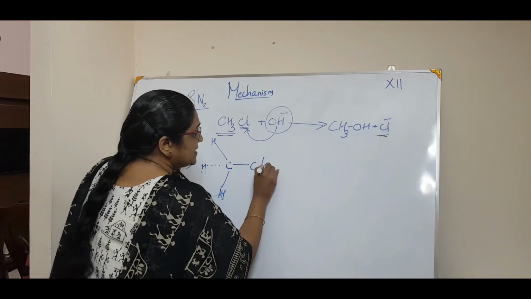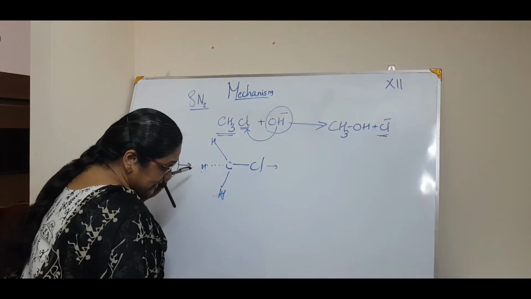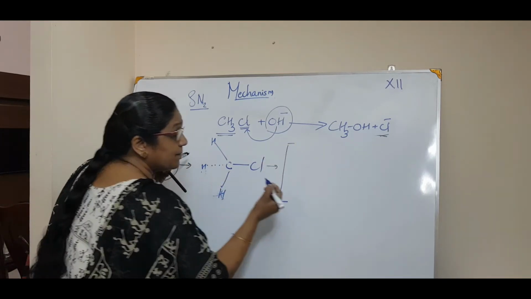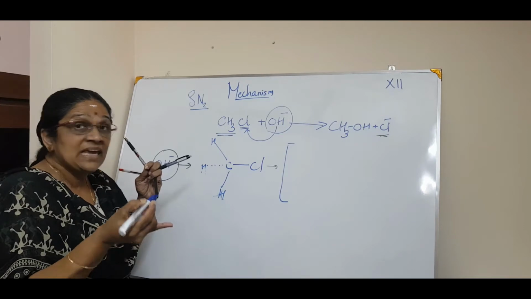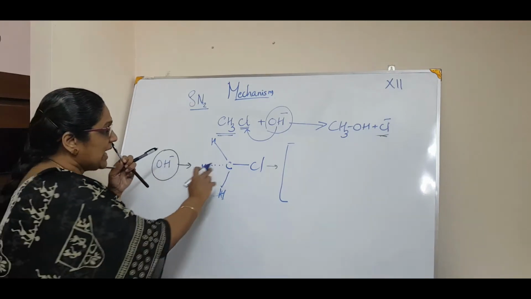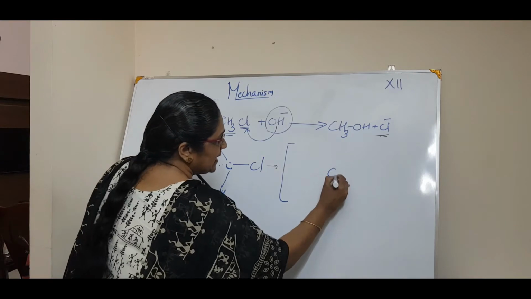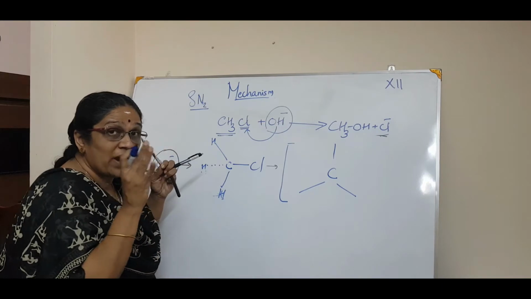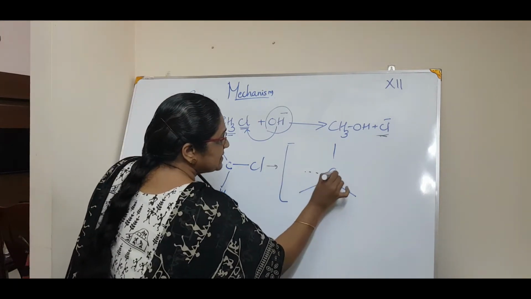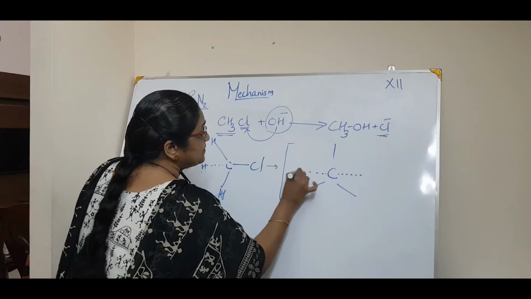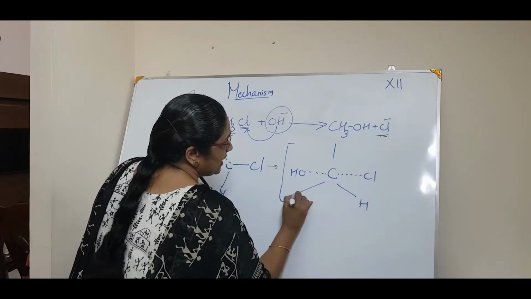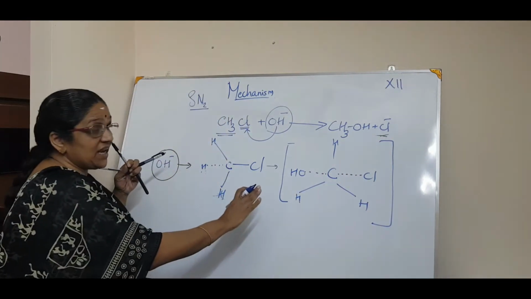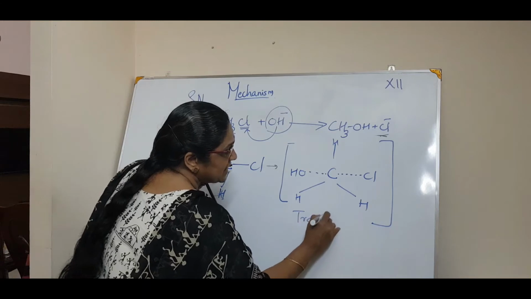Now there is a state where simultaneous breaking and making of bond happens. Just see the structure or geometry, how I am drawing it. Here there is the instability of this bond. Here it is OH, and here there is Cl and this is H. This state is called the transition state.